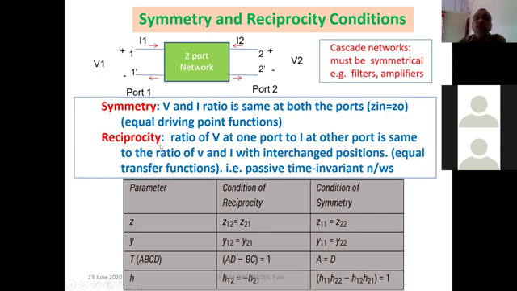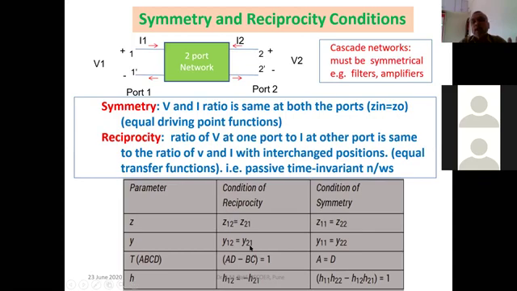Okay. And then reciprocity. The ratio of voltage at one port to the current at the other port, if it is the same as that of the voltage and current with interchanged positions, that is, they should have equal transfer functions. The network is called a passive time invariant network. That means V1 by I2 is equal to V2 by I1. So the condition of reciprocity in terms of Z parameters is that if Z12 is equal to Z21, then the network is reciprocal.